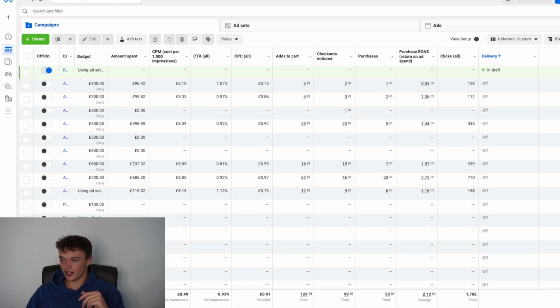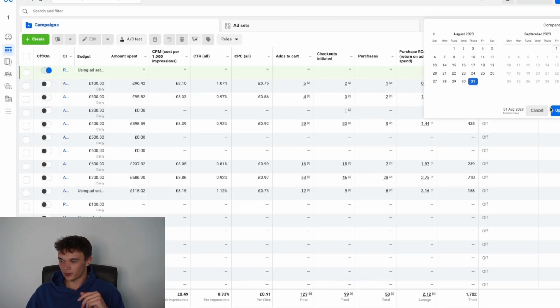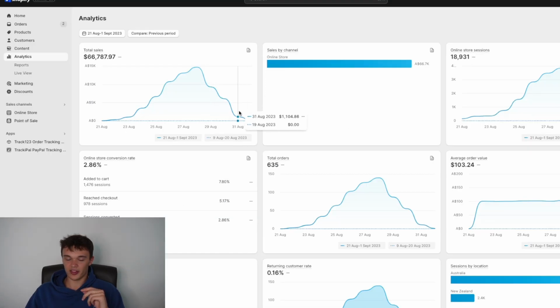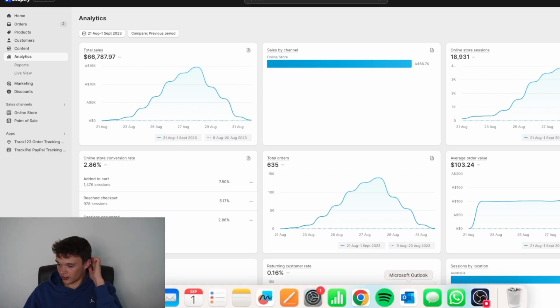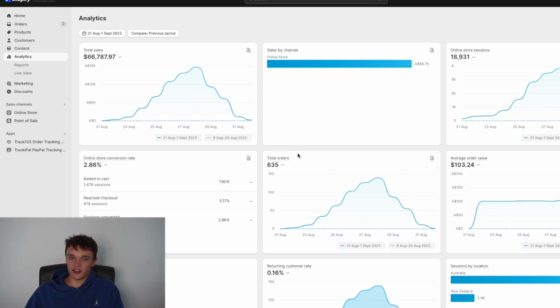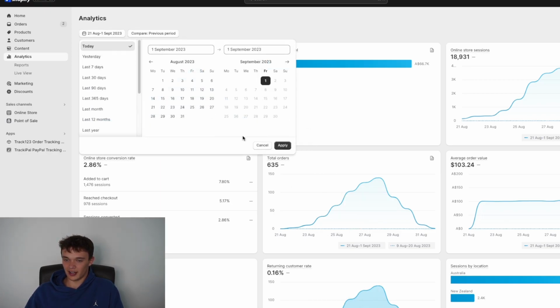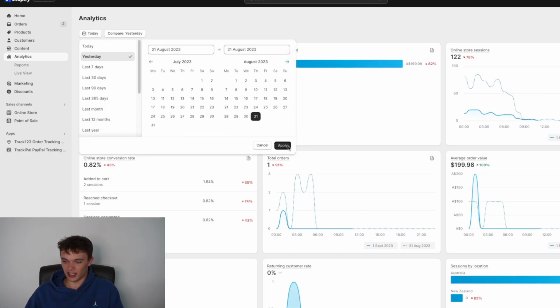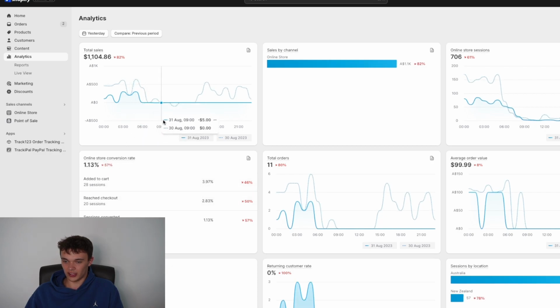But on this day, which was yesterday, we spent £496 to make $1,000, which is a 2 ROAS. Not very good. I think we probably made, I don't know, 15% margin, which is like £100, something like that. So it's not really worth calculating. And then today has done terrible. But if we have a look at yesterday when the ad account ban happened, you can see here, usually it spiked up, and it just shows nothing because I couldn't run ads. So that is basically it.